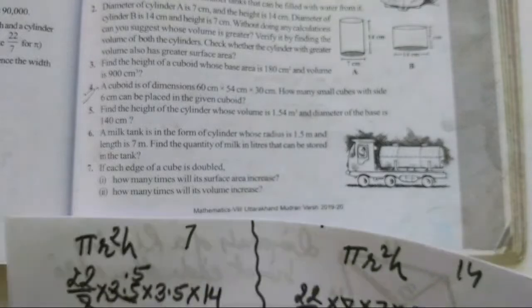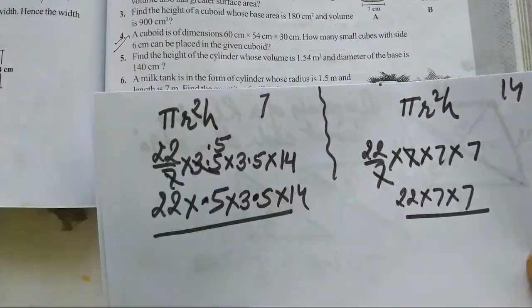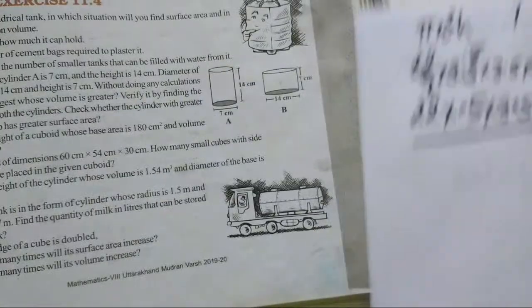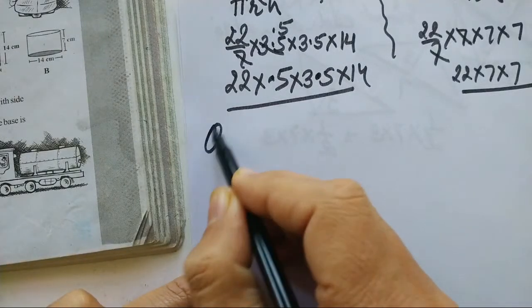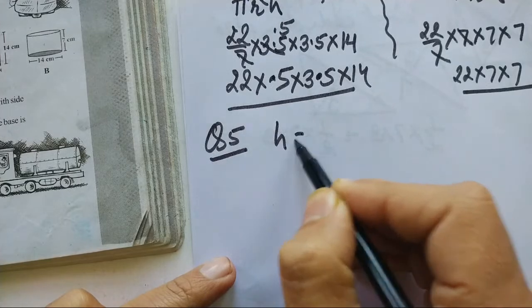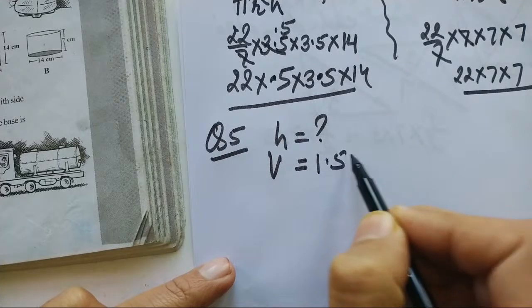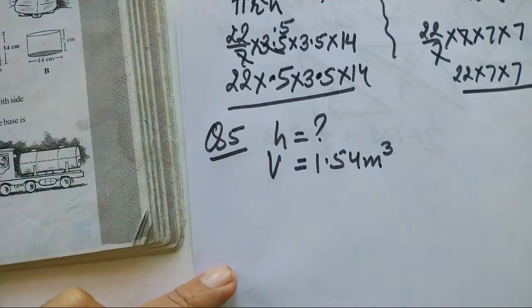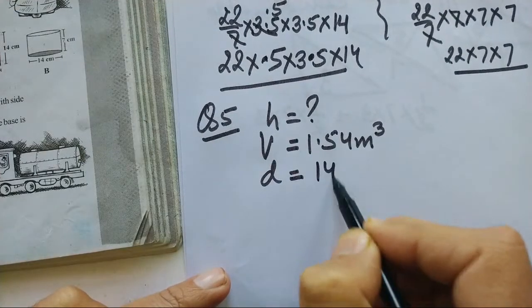Then question number 5, we are solving cylinder only. Find the height of a cylinder whose volume is given. So let's write, find the height of a cylinder. This is question number 5. You have to find the height of a cylinder whose volume is 1.54 meter cube. This is given, and the diameter of the base is 140 centimeter.